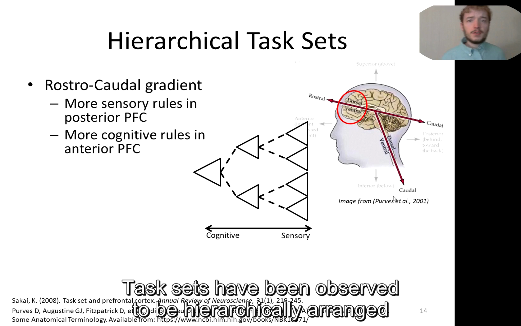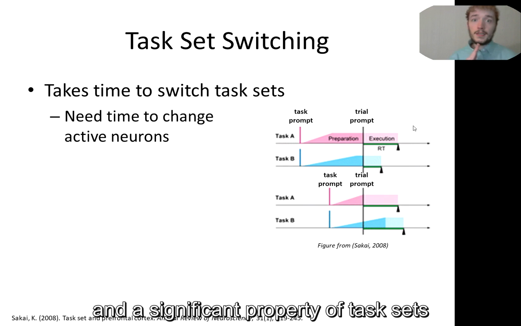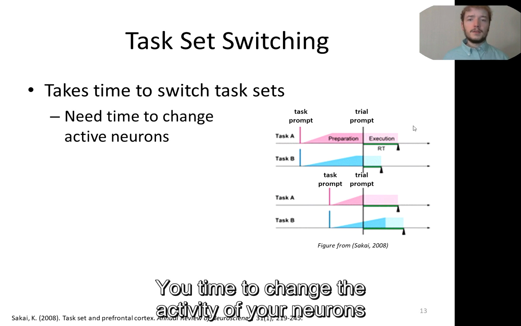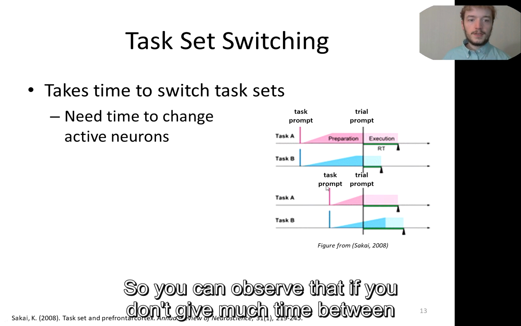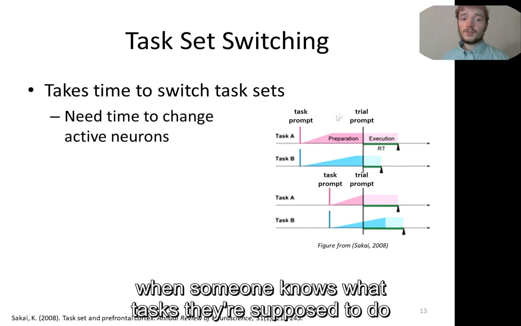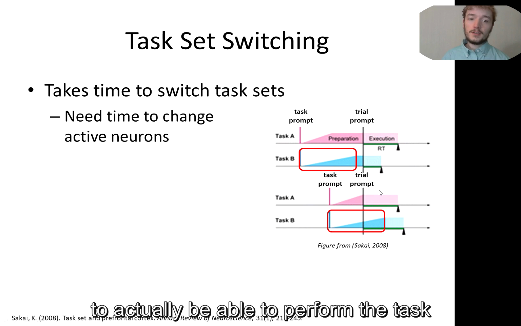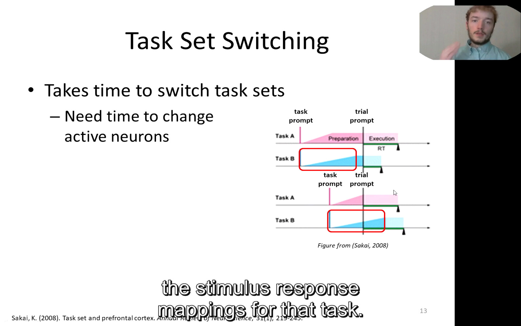Task sets have been observed to be hierarchically arranged in the prefrontal cortex with a rostrocaudal gradient, and a significant property of task sets is that it takes time to switch task sets. You need time to change the activity of your neurons in your prefrontal cortex. So you can observe that if you don't give much time between when someone knows what task they're supposed to do and the time that they're supposed to do it, then it will take them longer to actually be able to perform the task because it takes time to configure the stimulus response mappings for that task.